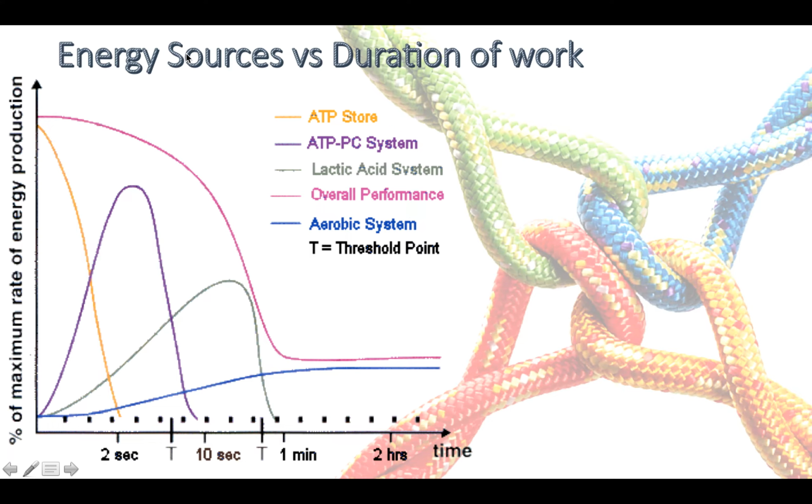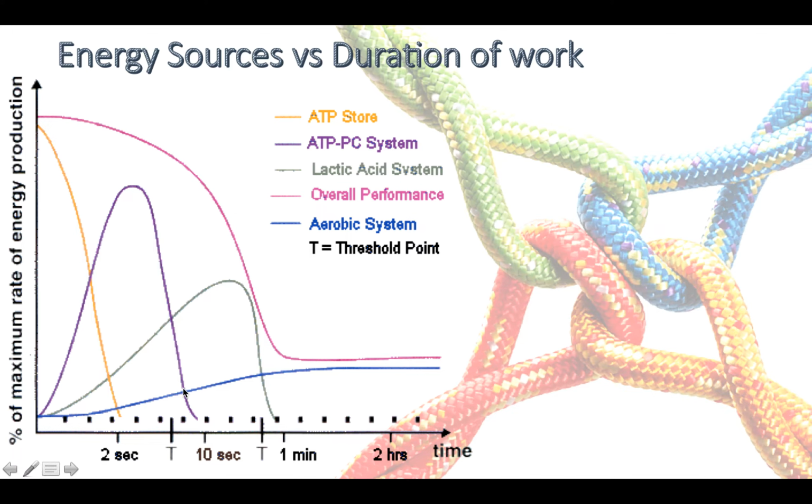Energy sources and the duration of work. So again, this is the third image now of what our ATP or our energy systems look like, why they're used, how they're used, and how long they're used for. So a maximum rate of energy production. You can see that ATP store, boom, 2 seconds, that's all. Our ATP-PC system, so that ATP system is the quick reaction. You can use it for slightly longer in terms of a 10-second sprint.